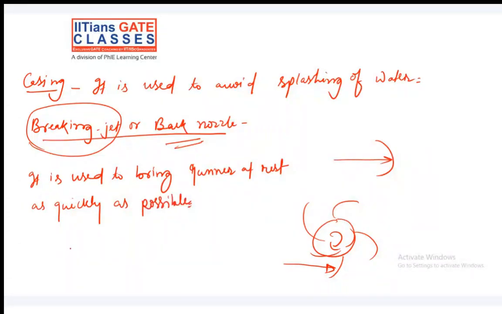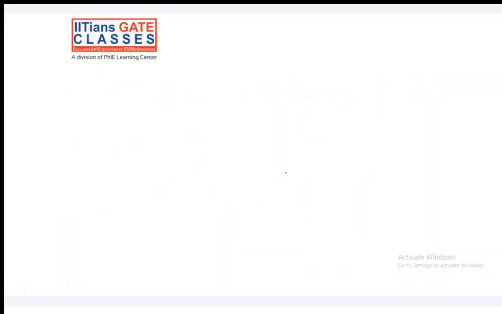Now let us move to the velocity triangle. So two hemispherical buckets, so what is the shape of the bucket? The first thing I am drawing here is the shape of the bucket. The shape of the bucket is something like this.